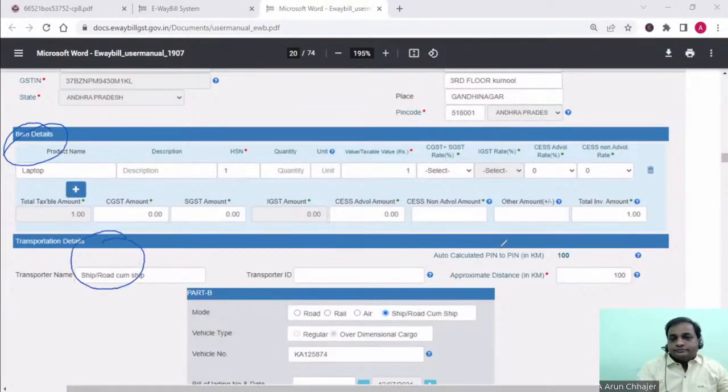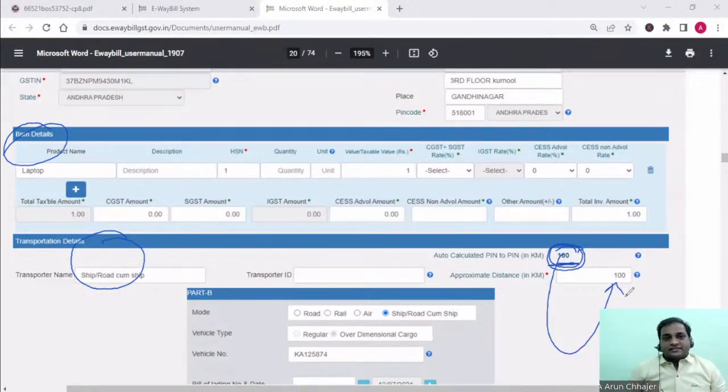transportation detail. Based on starting location and dispatch location, automatically the system will calculate the number of kilometers of distance. And what is the use of the distance? Based on the distance, this e-way bill is valid. So I will explain, 200 kilometers 1 day validity, 200 kilometers 1 day validity or any part thereof.